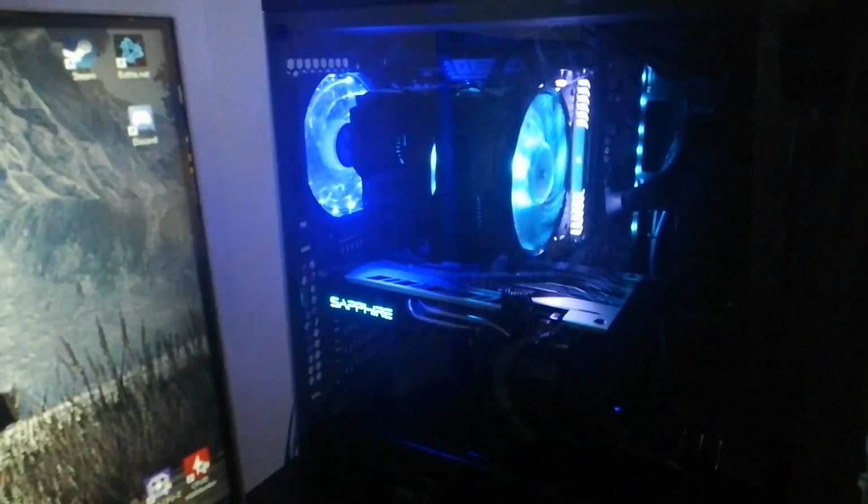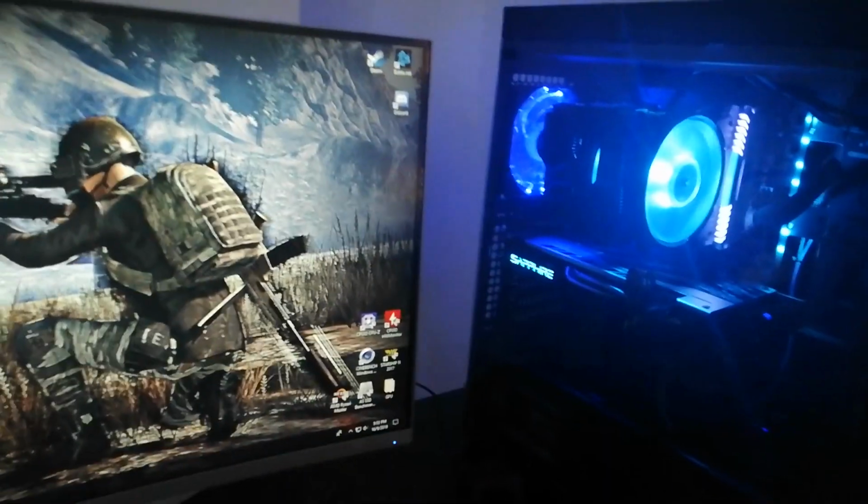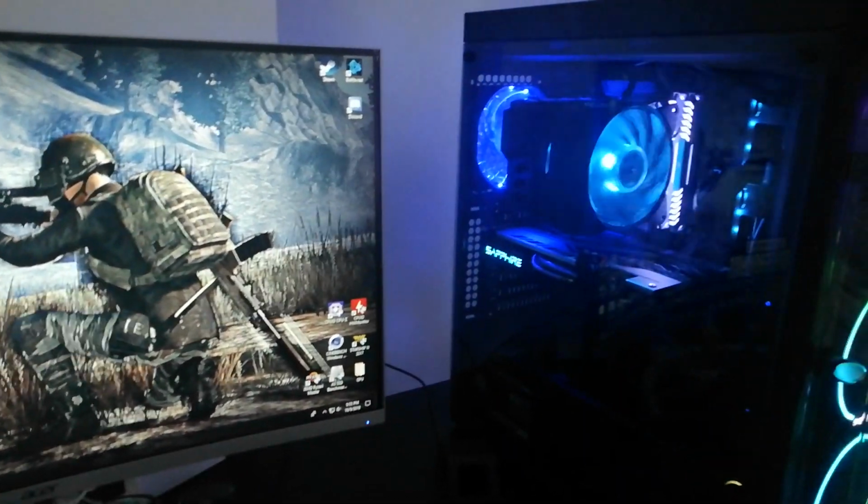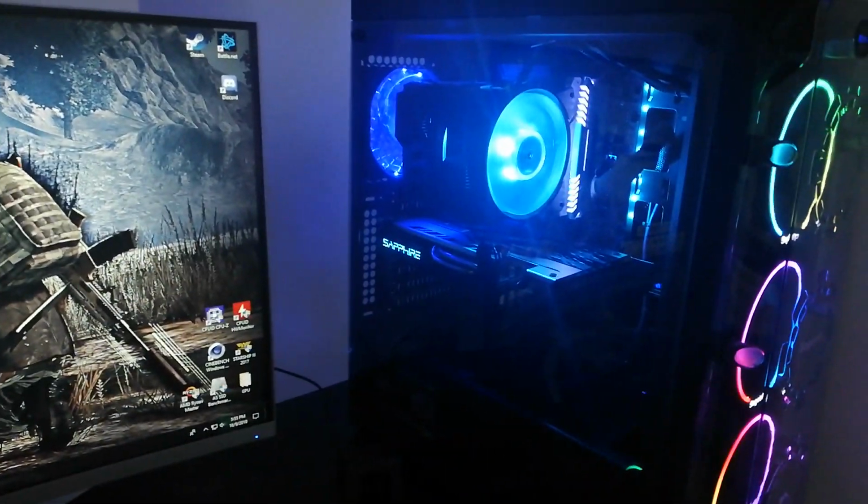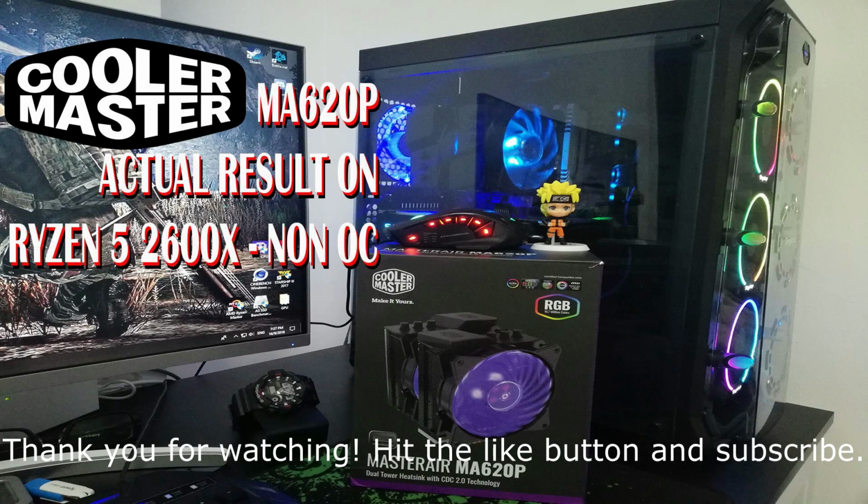As you can see the RAM clearance, you can see my RAM there, it's quite big. But somehow I'm quite satisfied. So I think this can help anyone who's looking for an air cooler.